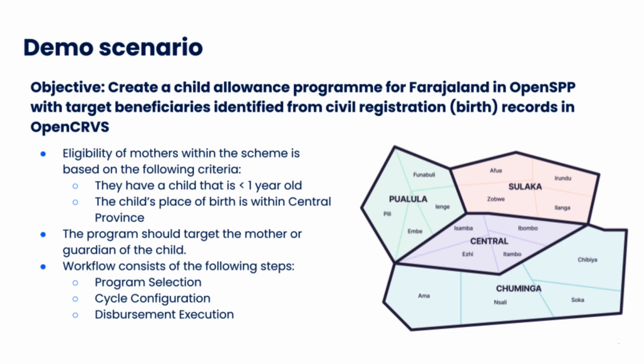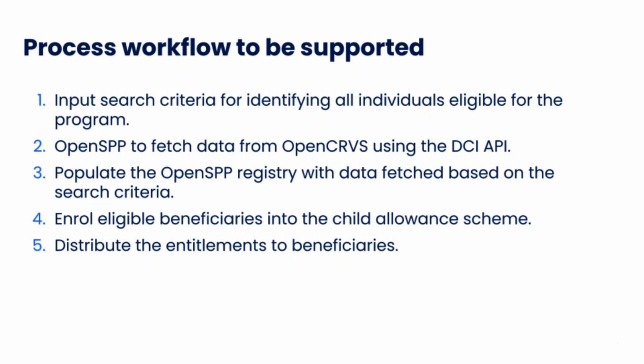We will go through a scenario of the process of setting up a child allowance scheme in OpenSPP using data from civil registration records in OpenCRVS. Let's take a look at the workflow we'll be going through.